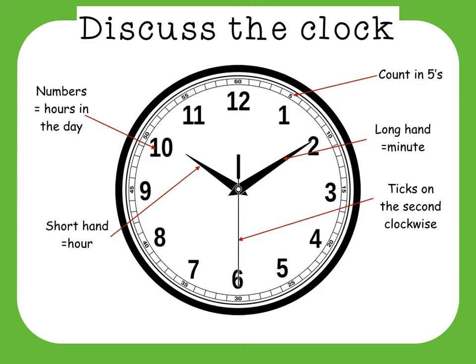Then discuss the different features on the clock, such as the numbers, the hands, and so on. Explain the difference between the long and short hands. Tell them that the long hand is the minute and the short hand is always the hour. You already spoke about how there are 60 minutes in an hour. Show how this is displayed on the clock by counting in 5s.